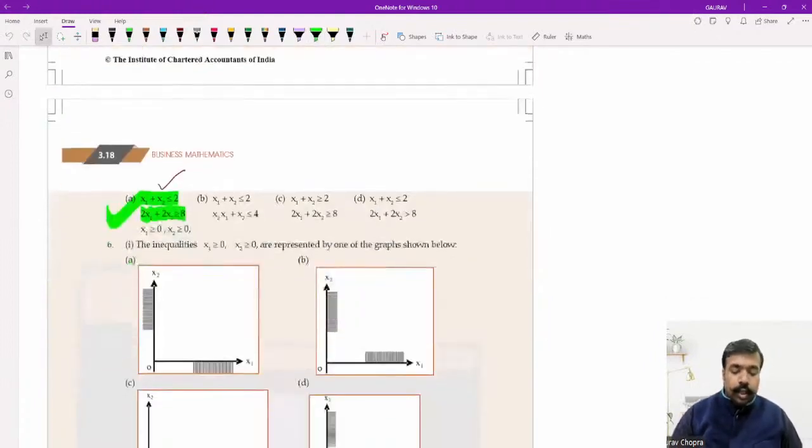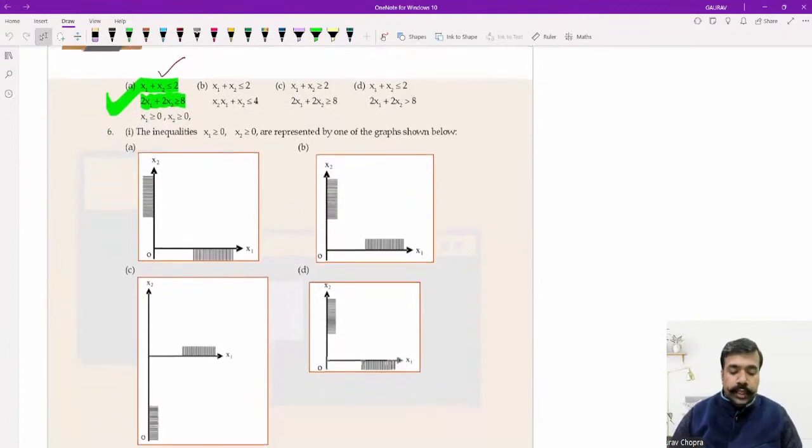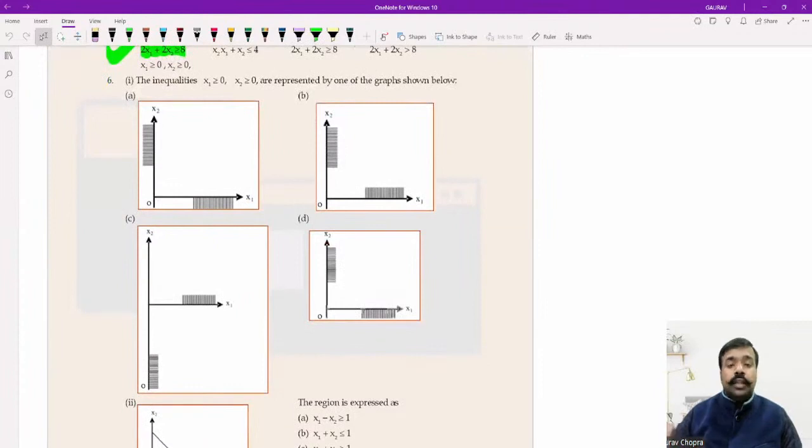All right. Now let us come towards question number 6. So in 6 we are having further 3 parts, and again we have to mark the shaded region, which one of the shaded region is correct. The first part simply says x1 greater than equal to 0 and x2 greater than equal to 0. Since both of them are greater than equal to 0, we already have discussed this will come into the first quadrant because both are more than 0. So hence option number B is the perfect answer.